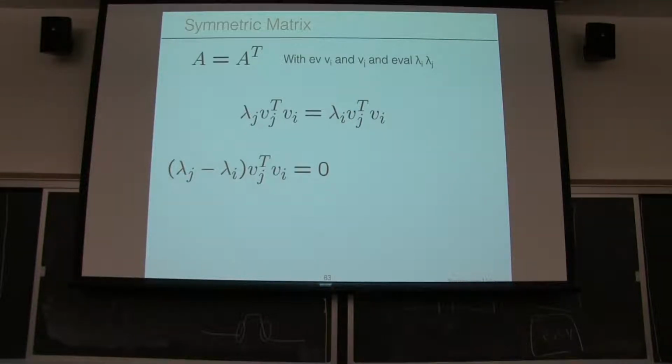Now, if lambda j is different from lambda i, if I have two roots in my characteristic equation, if they're distinct, this is not 0. So this is 0. What does that mean, geometrically speaking? They're orthogonal to each other. So if I have a symmetric matrix with distinct eigenvalues, the eigenvectors are orthogonal to each other.